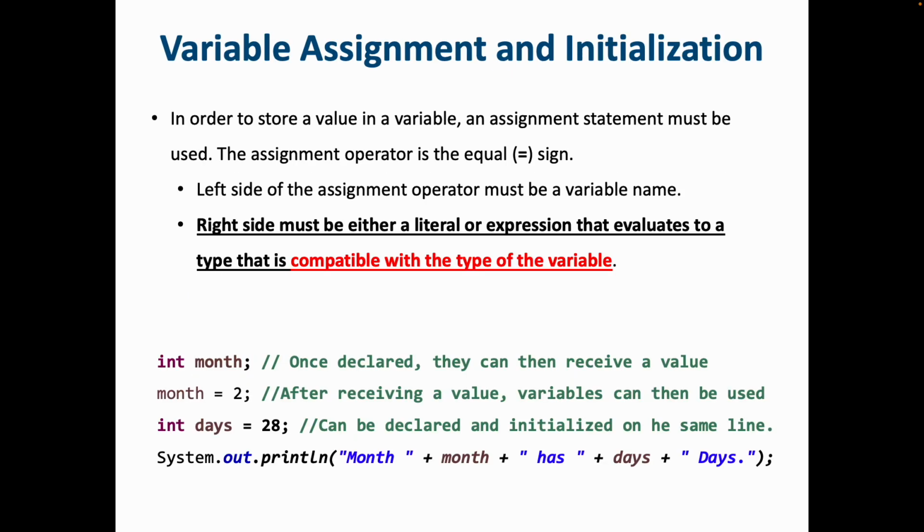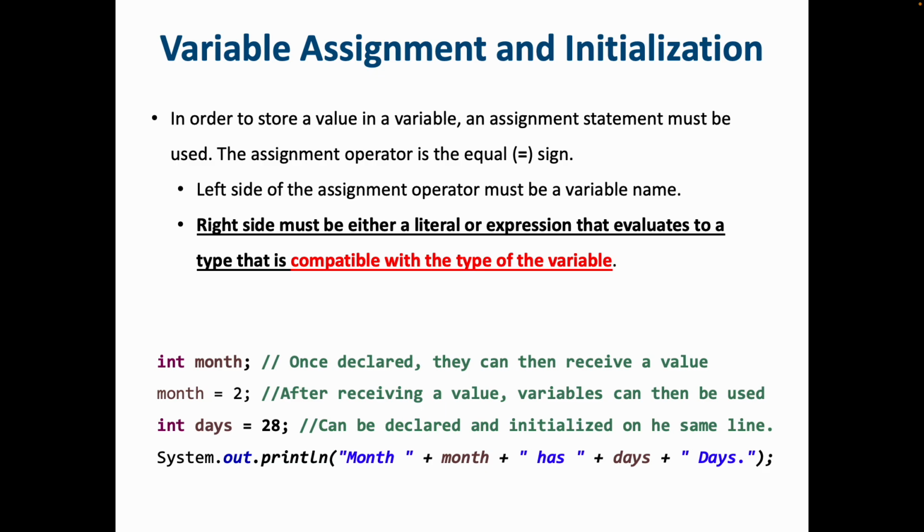Now, variable assignment and initialization. We already said that when I say int month, I declare it, like I reserve an integer space in memory. Then, by using this equal sign, I do the assignment. So month will be equal to 2. Or I can do it in one line. I can say int days is 28. So I declare it and also execute an assignment.